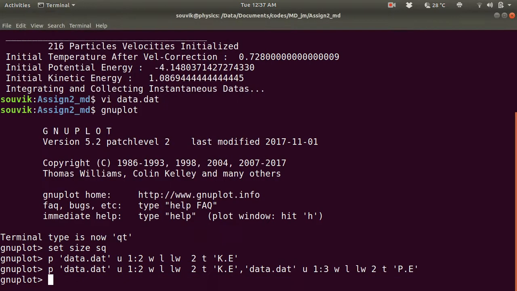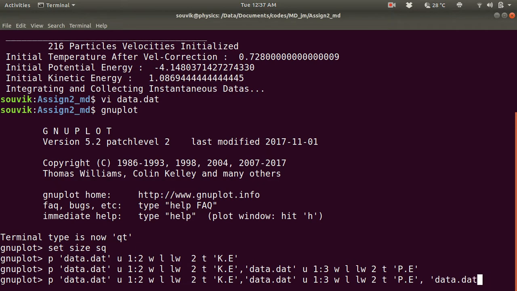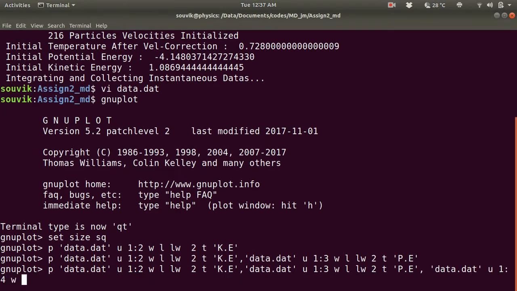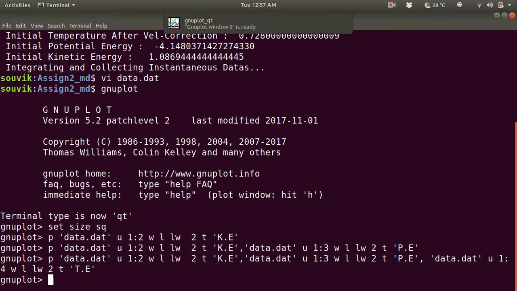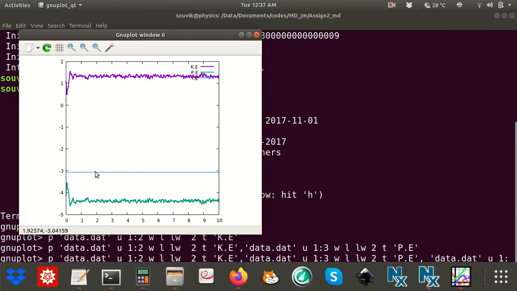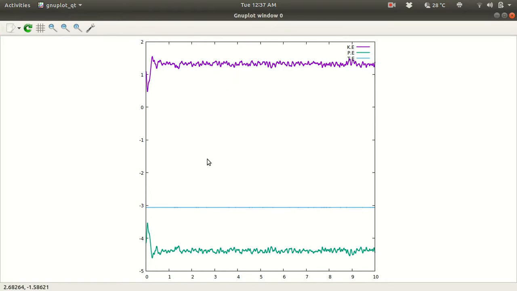So now if you plot the main thing, which is the total energy, you will see that this is a straight line, which proves that this is an NVE simulation. As we can see, this is strictly a straight line, so that's why the total energy is always constant in this type of simulation. As we are not using any thermostat, the total energy is constant.